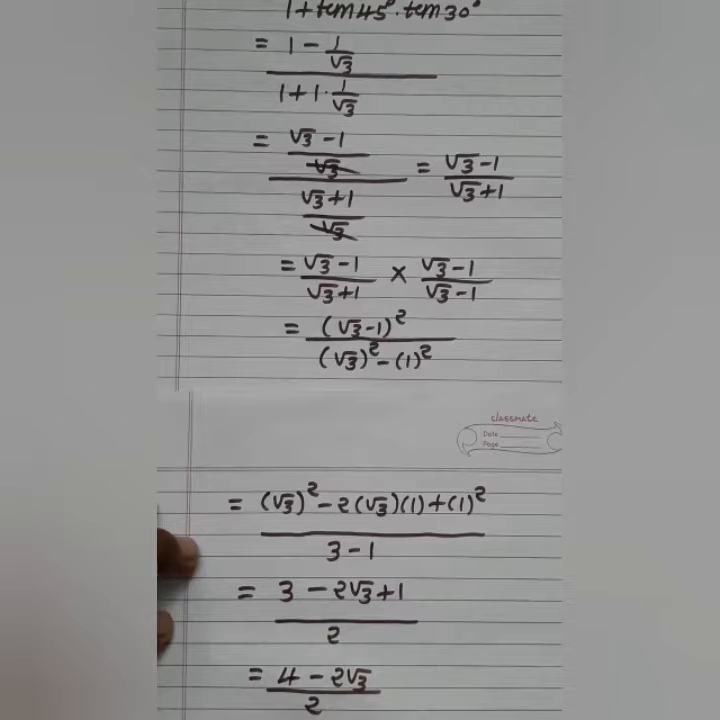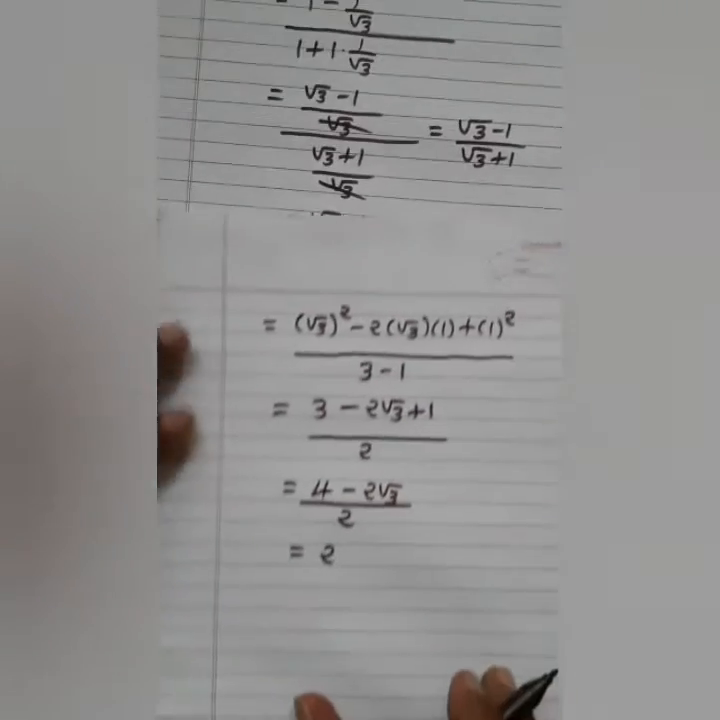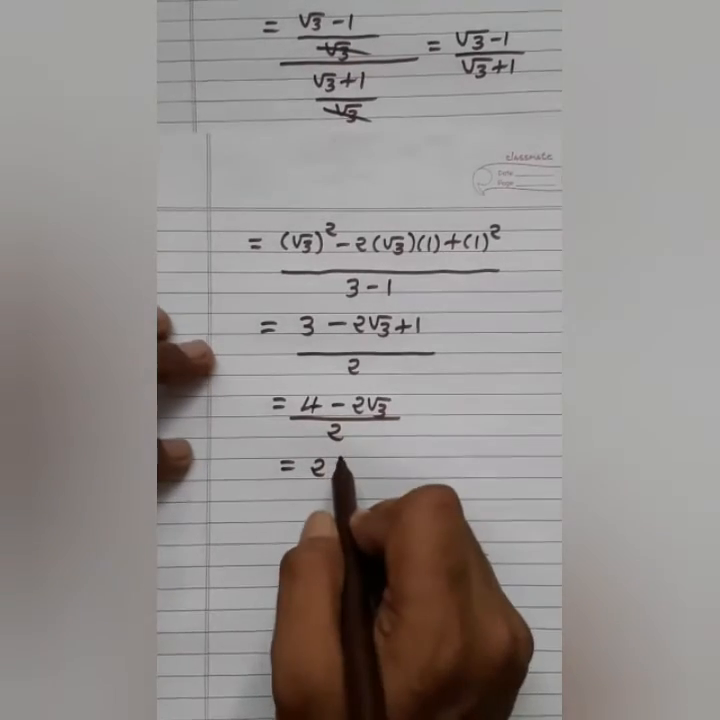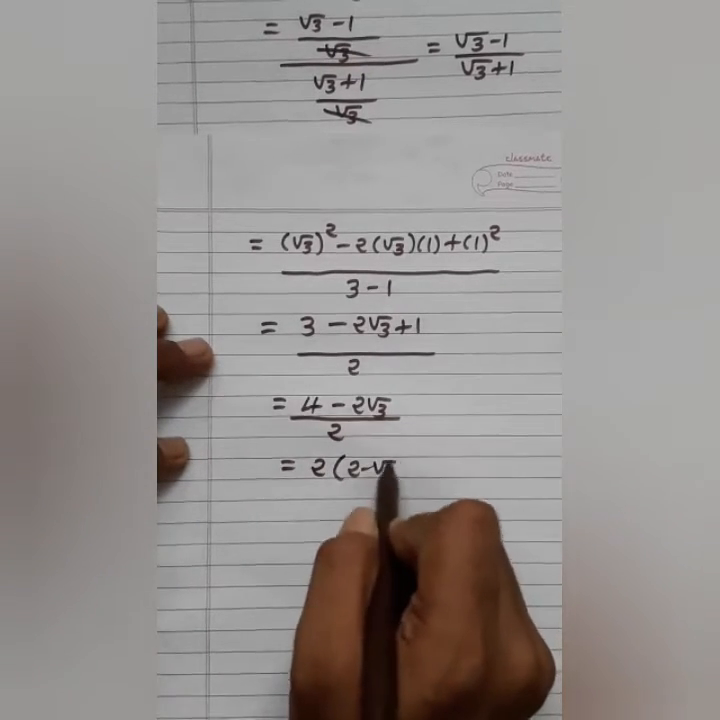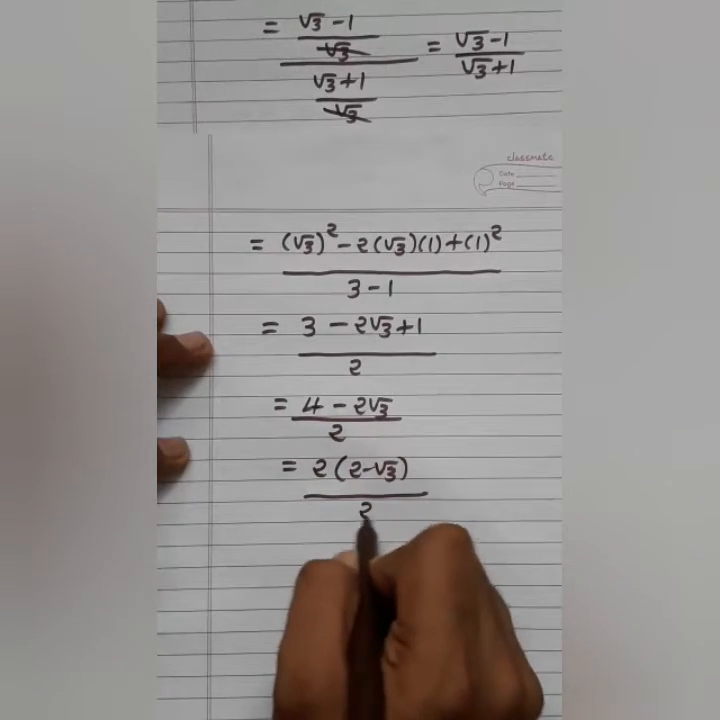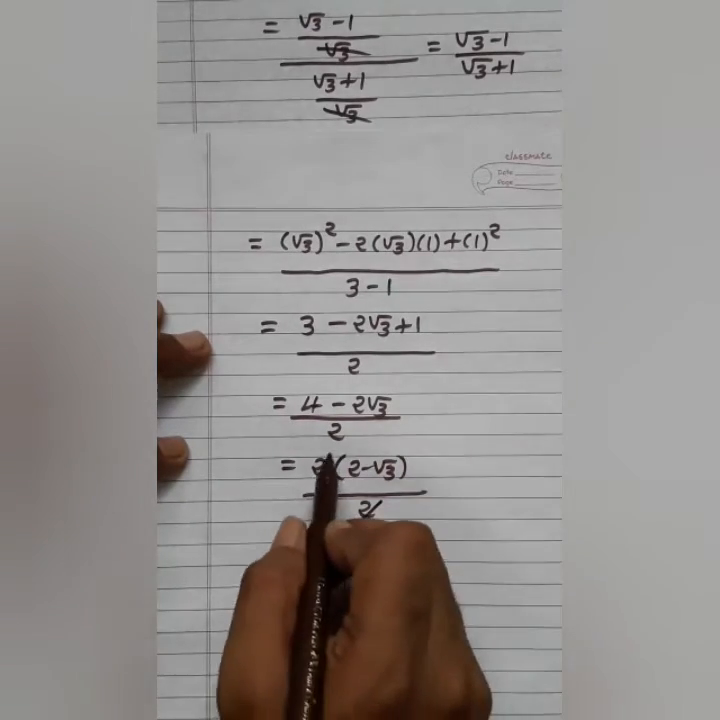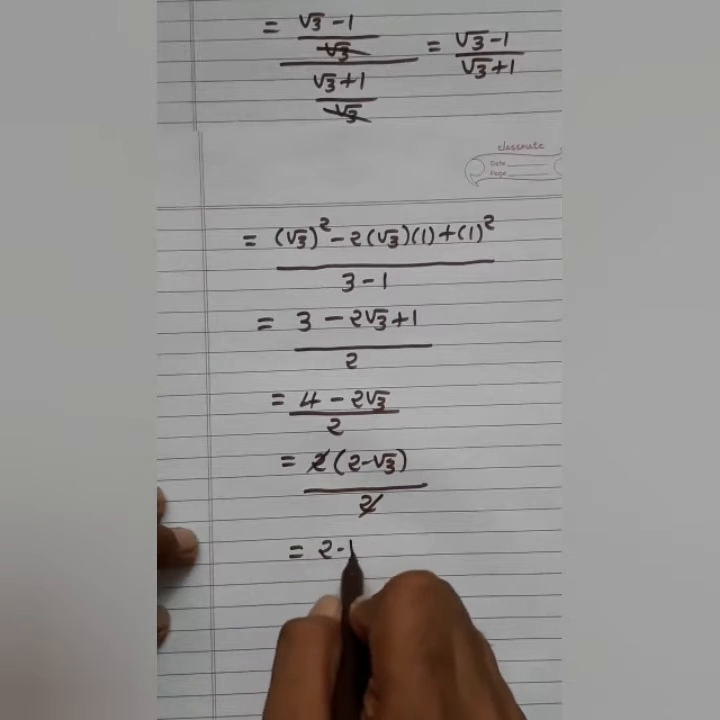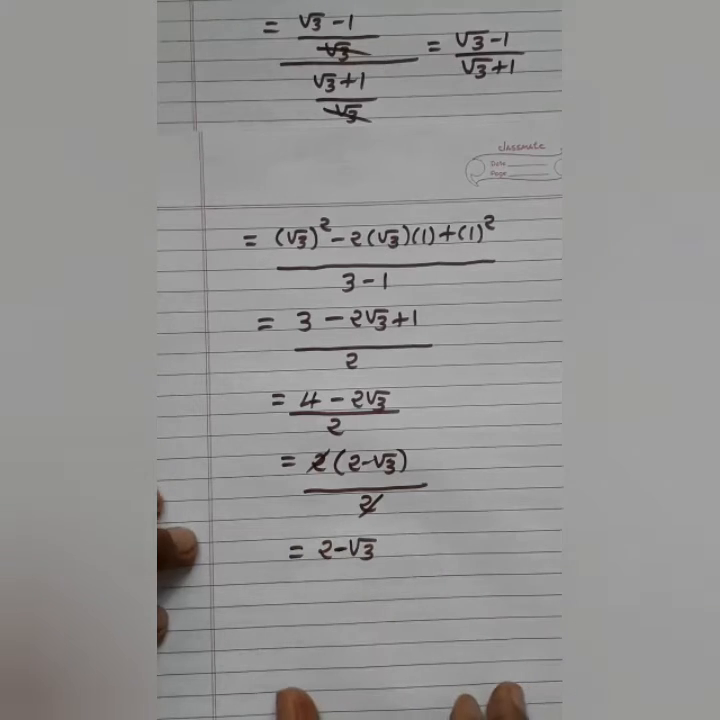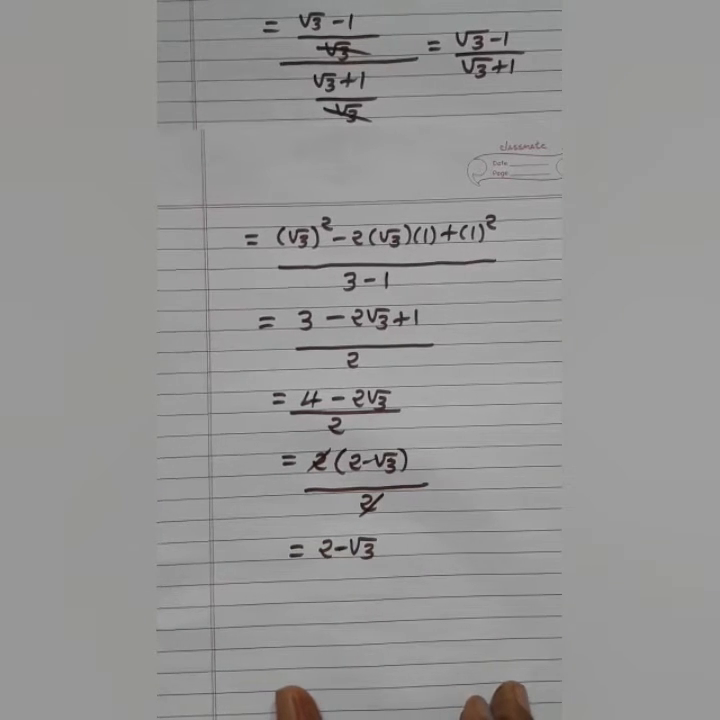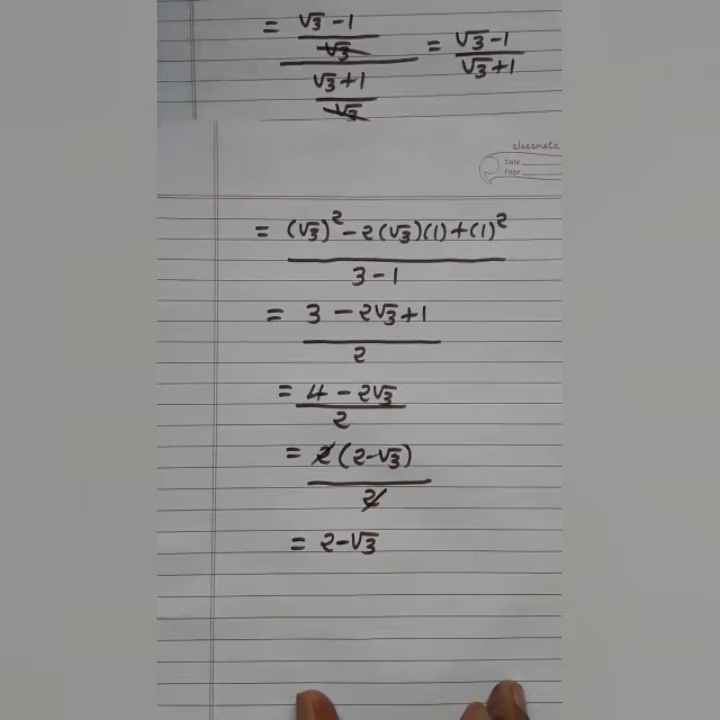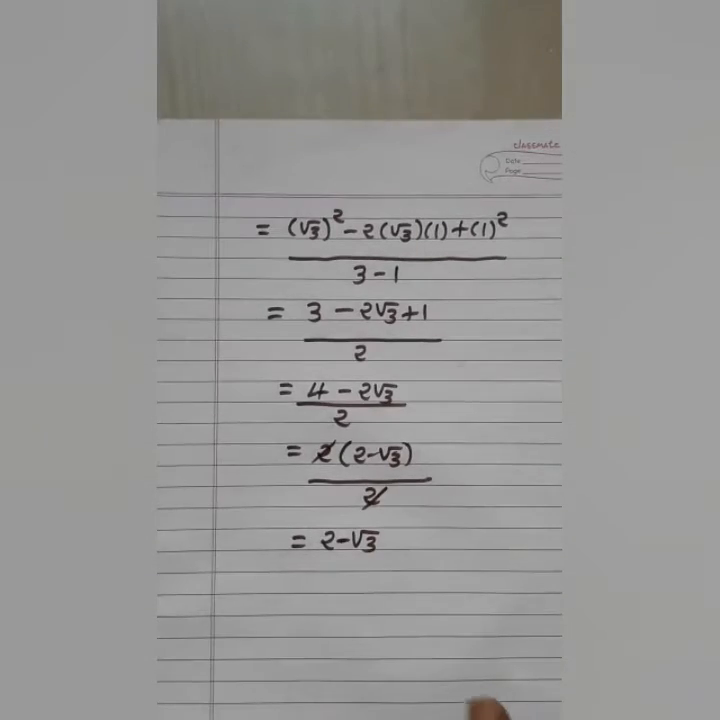Now we can take 2 common in the numerator, so the remaining term is 2 minus under root 3 upon 2. After the 2 cancels out, our final answer is 2 minus under root 3. So we get the value of tan 15 degree is equal to 2 minus under root 3. Next question.